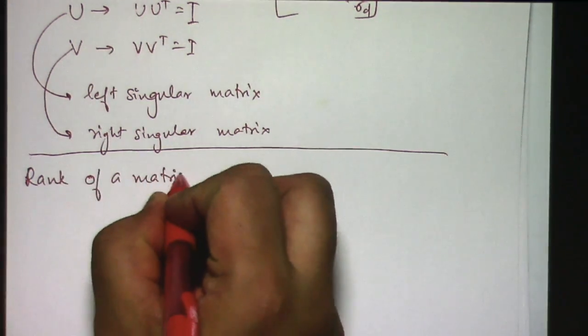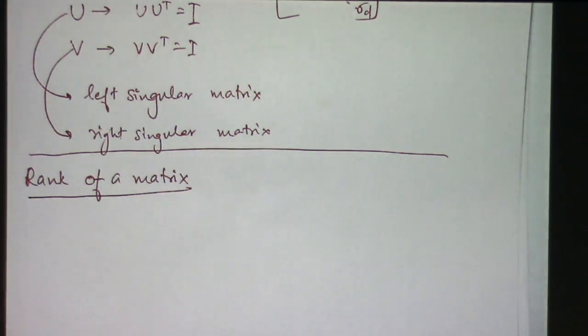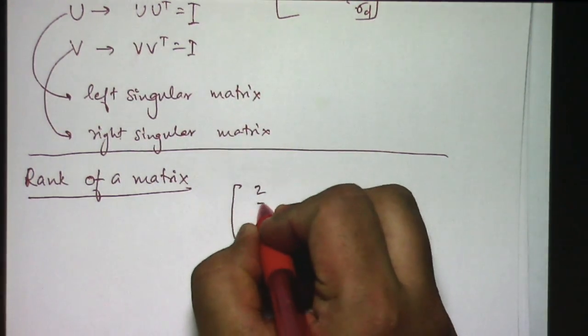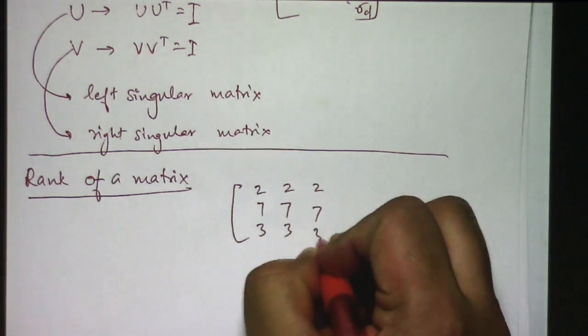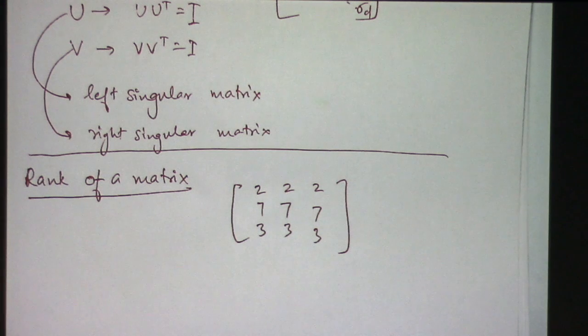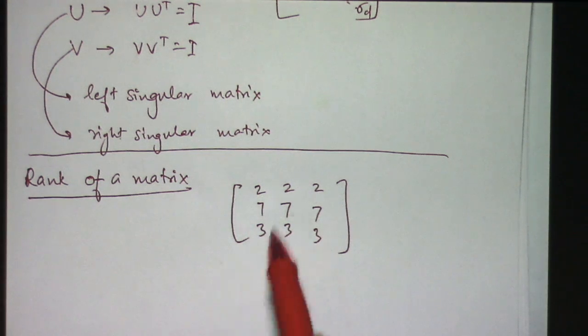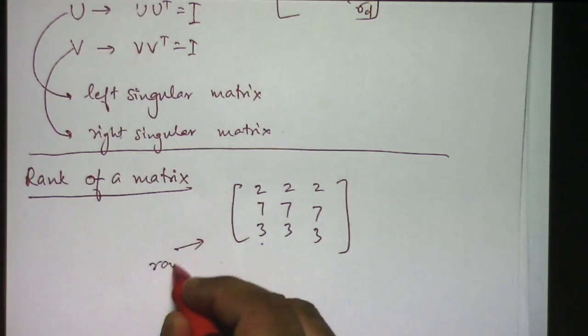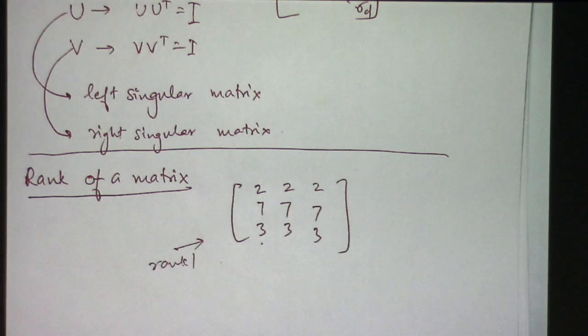Rank of a matrix is something that I'm sure you have studied in linear algebra, right? So if I have a matrix, the rank of a matrix essentially is the smallest number of columns that can be used to generate all of the columns, right? So let's say I have a matrix like this: 1, 2, 7, 3, 2, 7, 3, 2, 7, 3, right? So this is a 3 by 3 matrix. The maximum rank that any matrix can have is the number of columns it has, right? But the rank of this matrix will be 1, right? So the rank is 1 because you can construct all of the columns using just one column, right?